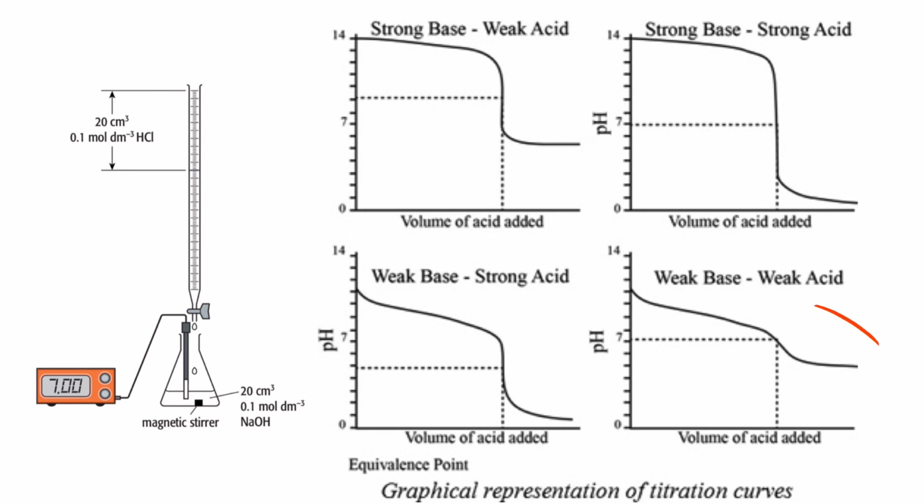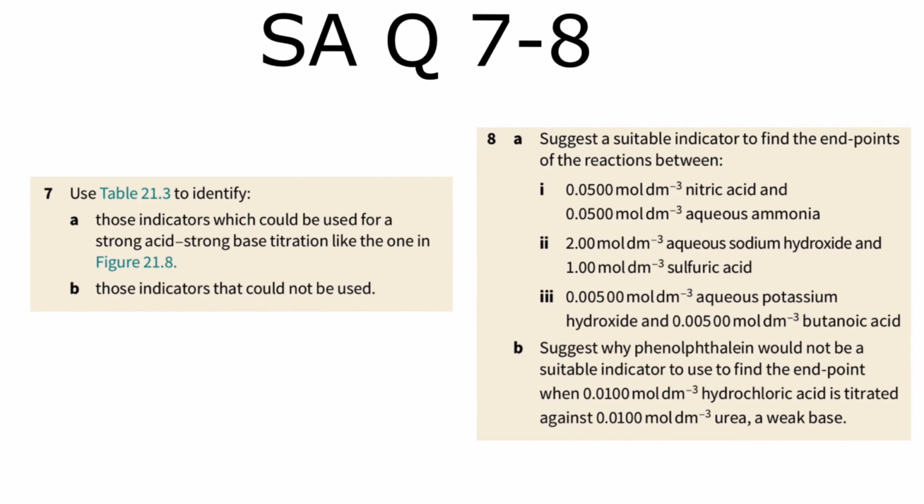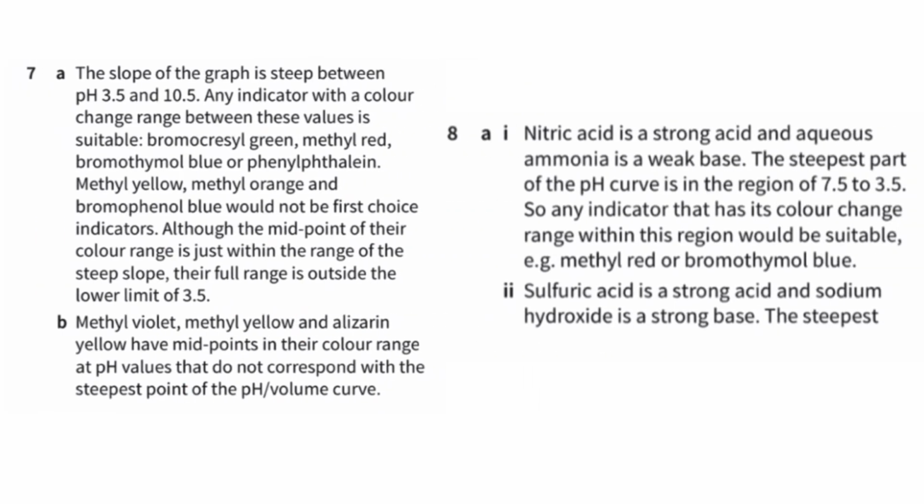Also, by looking at the weak acid, weak base titration graph, we can find out that there is no sharp fall in the graph line. Therefore, no acid-base indicator is suitable to determine the endpoint of this reaction. Now, let's solve SAQ 7 to 8. These are the answers.